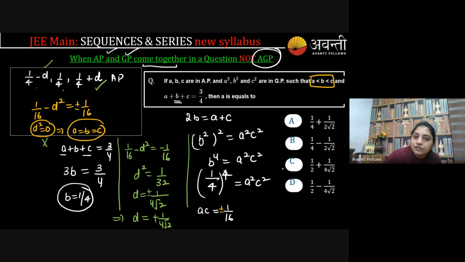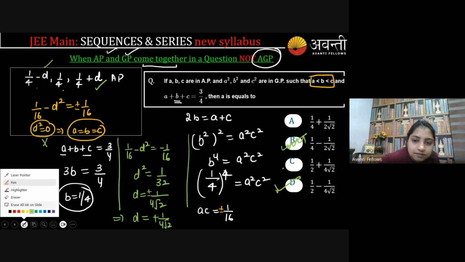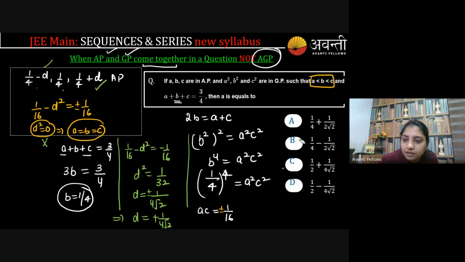So the correct answer for the question asked: A should be 1 upon 4 minus 1 upon 2 root 2. Not A, B, it's D, right? Again, it's not feasible. Is D calculated correctly or something needs to be corrected?